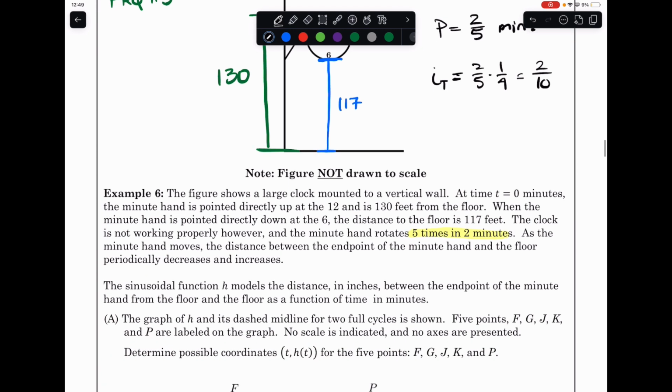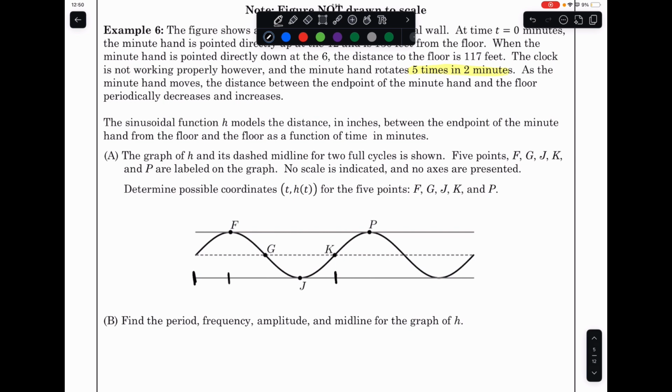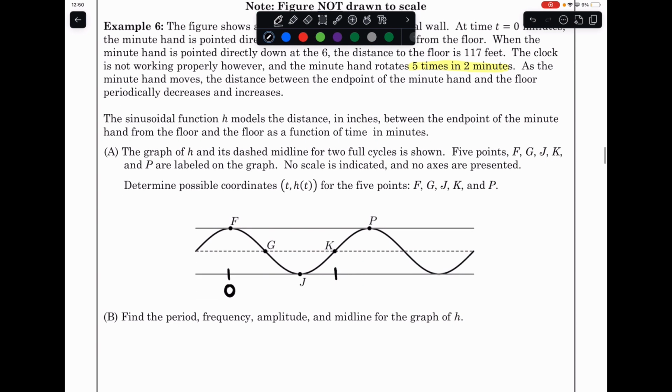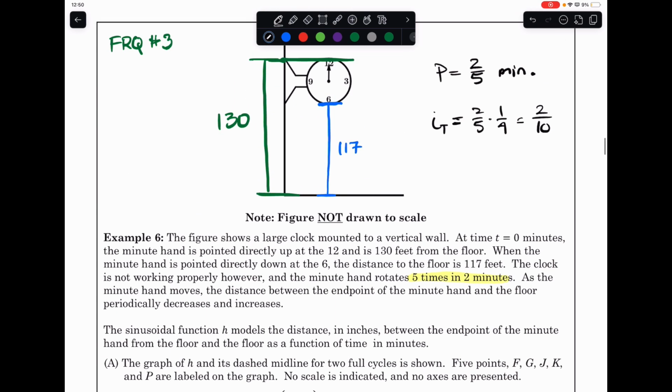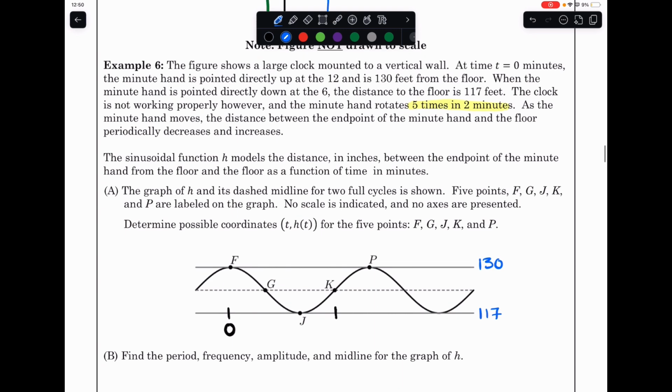Now we are starting at 0 and the clock is at its highest point at 0. So our 0 value is going to be right here, okay? I didn't write in the values. We start with the y values first, okay? Our strategy is always to start with the y values. So the maximum is going to be 130. Our minimum is going to be 117. And to figure out what the middle is, that's going to be our midline. We simply need to get the middle between these two things. So let's do that work over here.